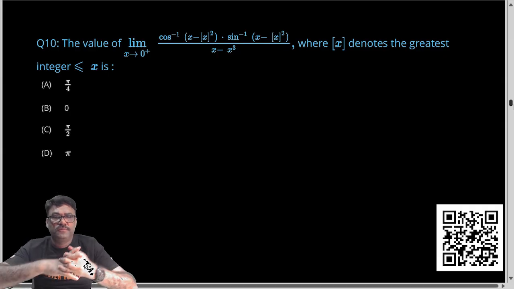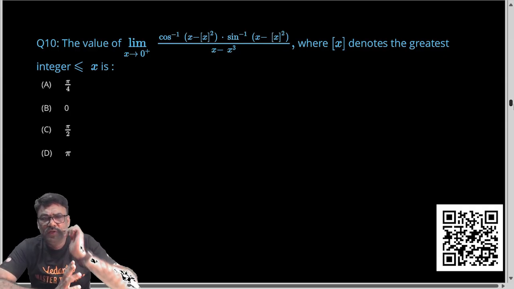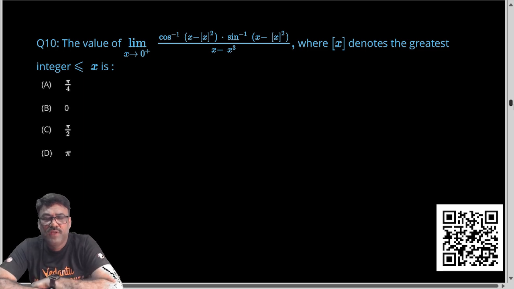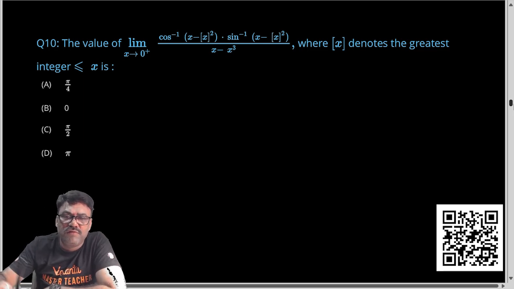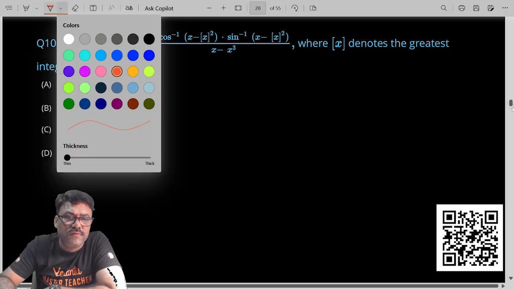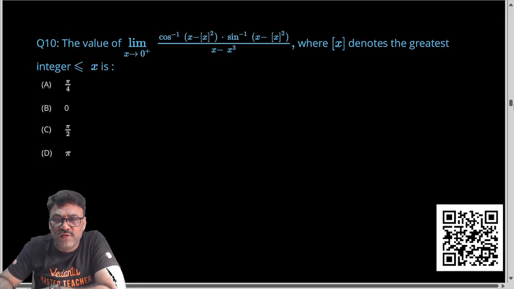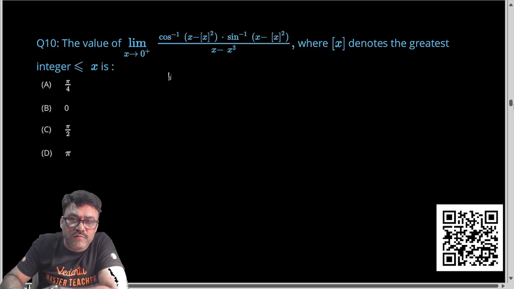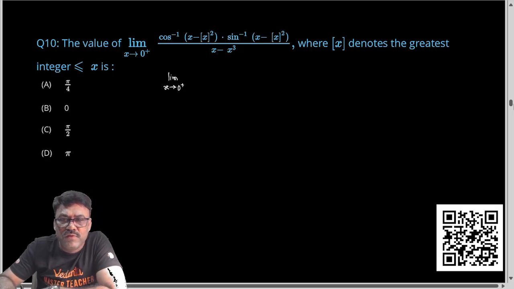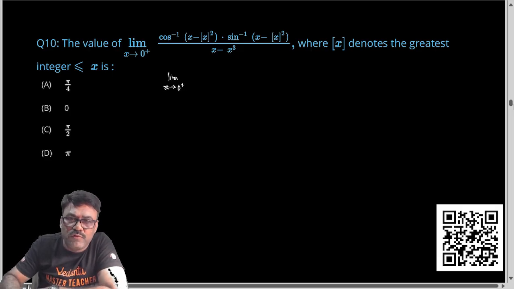Let's see the next question. It is based on limit, and you have to check only the right hand side limit here. Limit x approaching to 0 plus of cos inverse x minus integral part of x square, and then sin inverse x minus integral part of x square over x minus x cube. Since x is 0 plus, the integral part of x will be 0 here. So basically this will become cos inverse x sin inverse x divided by x into 1 minus x.